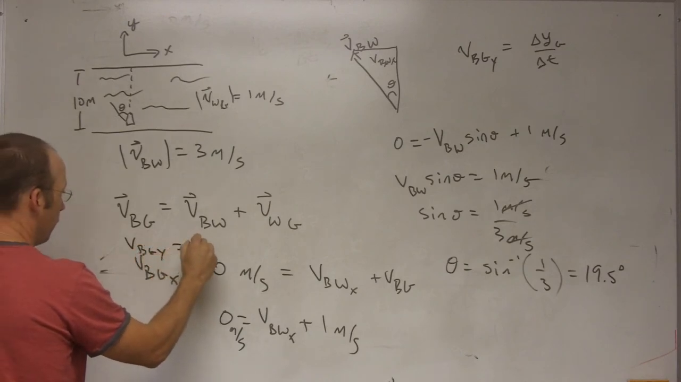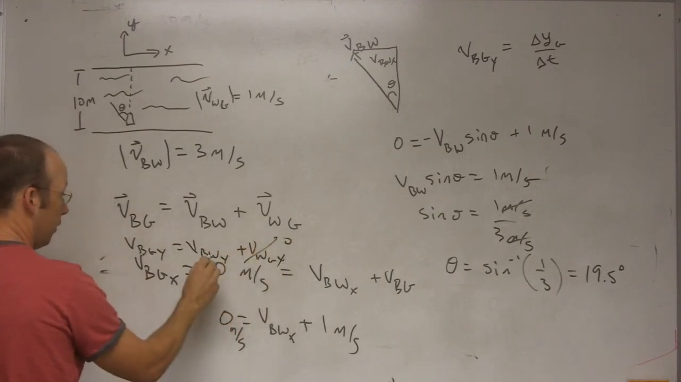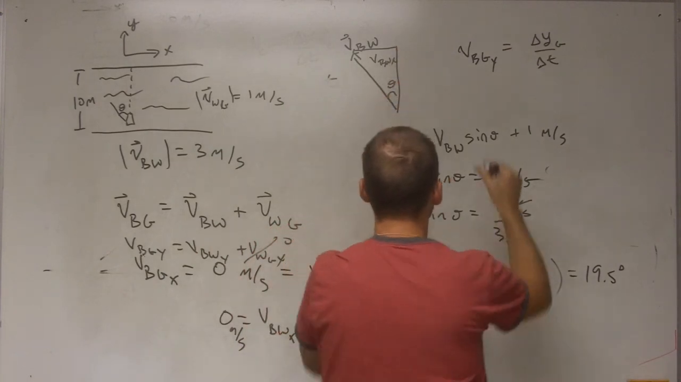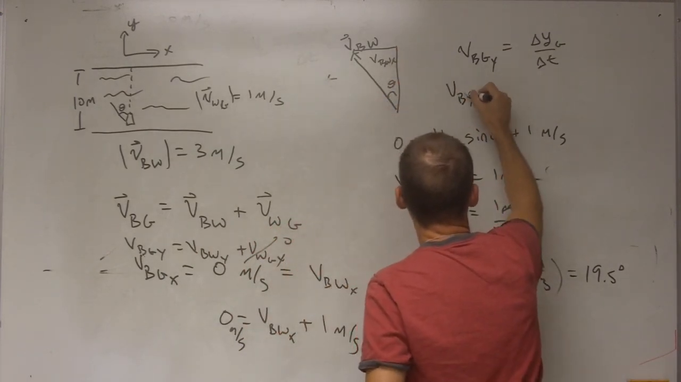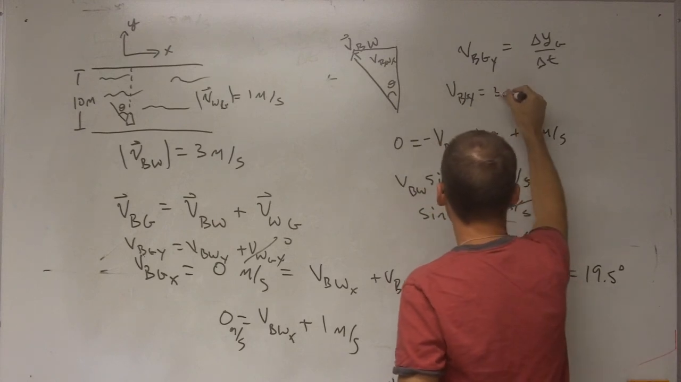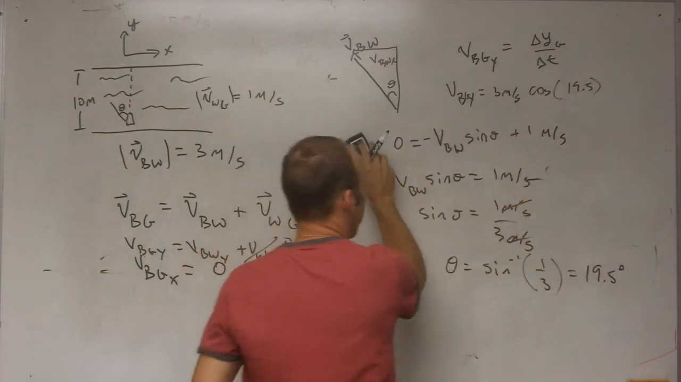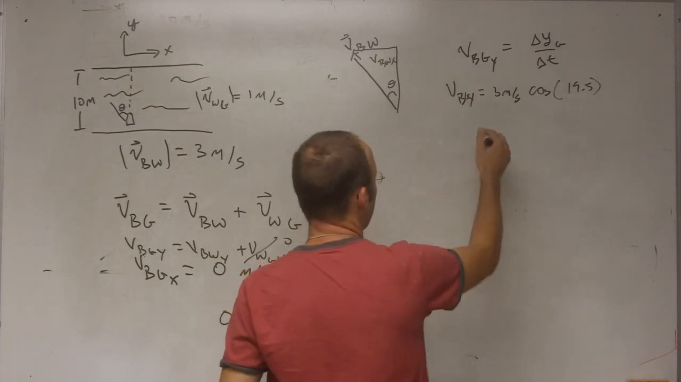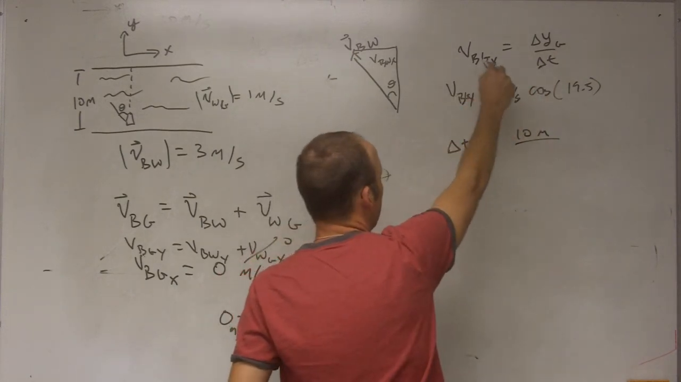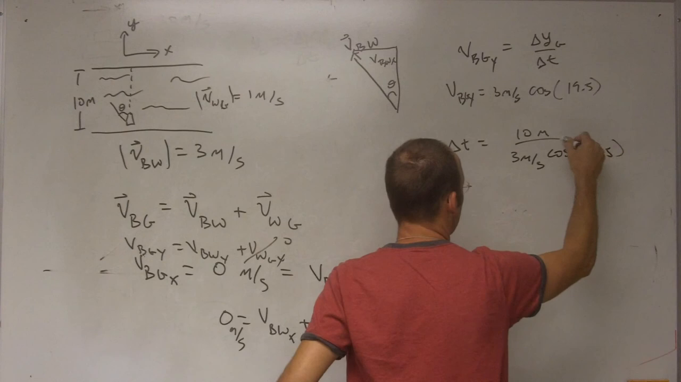Well, VBGY equals VBWY plus V water ground Y. That's zero. So these are the same thing. So if I look back over here, the Y direction, VBGY is going to be the cosine of that angle times the hypotenuse. So it's going to be 3 meters per second times cosine of 19.5 degrees. Okay, let me erase this. So now I can solve for delta t. It's going to be 10 meters, my change in Y with respect to the ground, divided by the Y component, 3 meters per second, cosine 19.5 degrees.